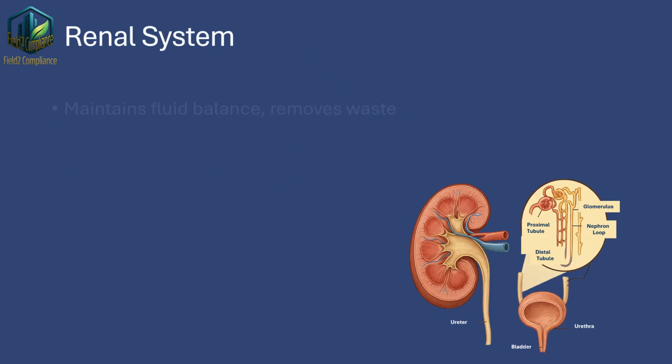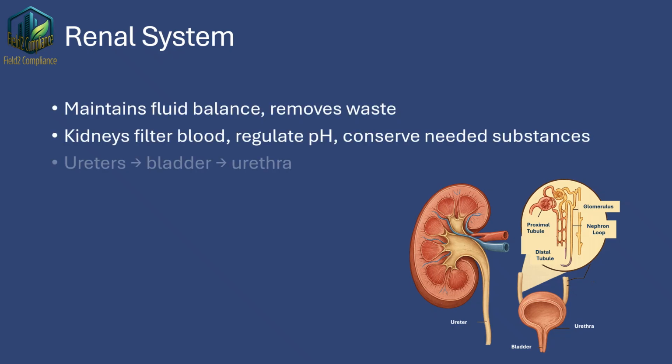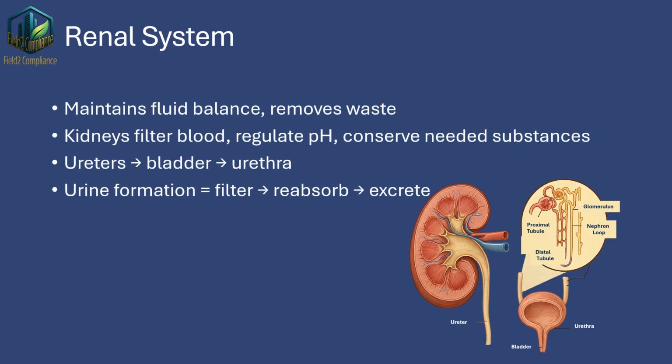The renal system regulates fluid balance and removes waste. The kidneys filter blood, regulate pH, and reabsorb what the body needs. Urine passes from the kidneys through the ureters, is stored in the bladder, and exits via the urethra.